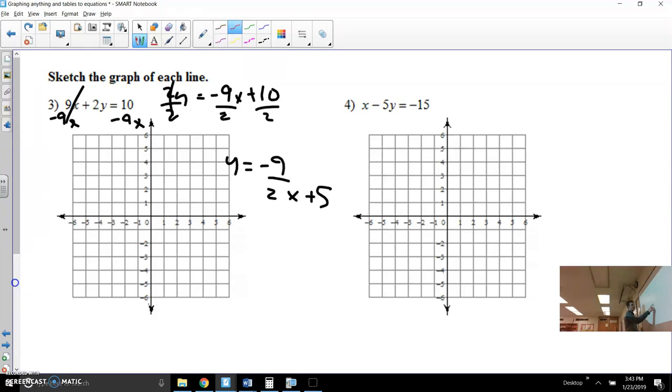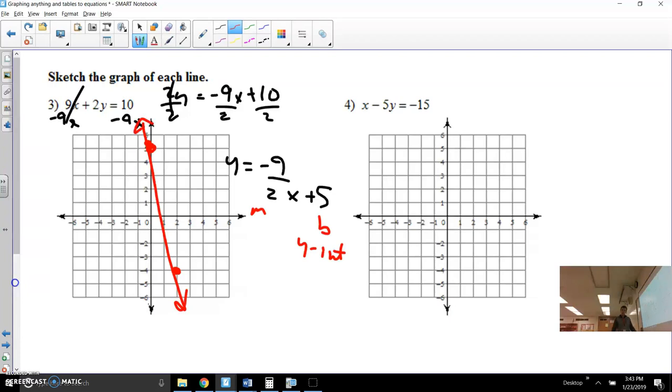So this is our b, or our y-intercept value, meaning that I'm going to go find 5 and plot that point on the y-axis. And then this is my slope, and that is telling me to go down negative 9, 1, 2, 3, 4, 5, 6, 7, 8, 9, and over 2. And so there is your line.